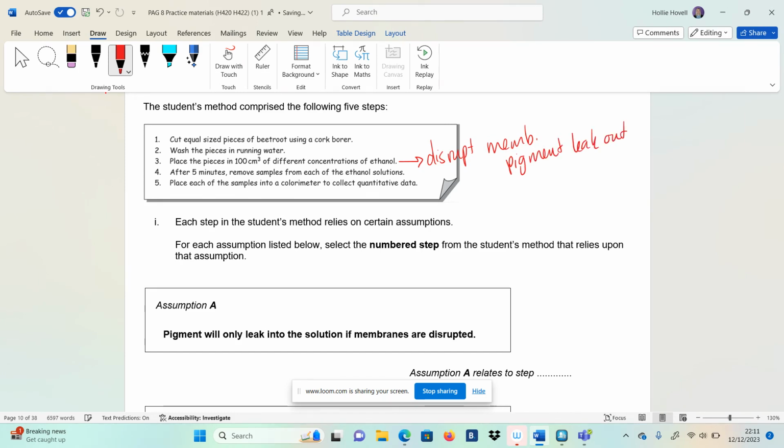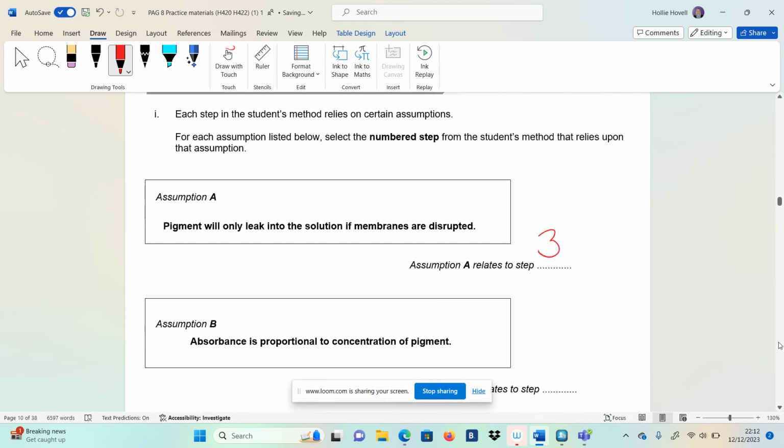So it was relying on this assumption here. Yeah, the pigment will only leak out if the membranes are disrupted. It was relying on the fact that if we had 0% alcohol, there'd be no disruption and no leakage. And then, as you increase the concentration, more membrane disruption, more leakage.